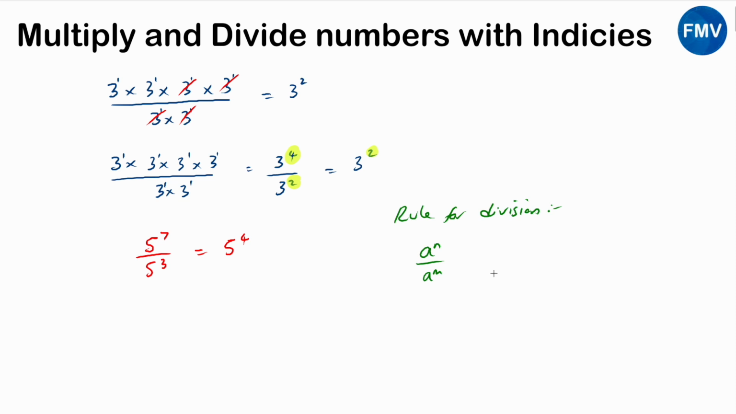So our rule for division is a to the n divided by a to the m is just a to the n minus m. Just remember with this here, a to the n over a to the m is also equal to a to the n divided by a to the m. They're the same. So there's our rule for division.